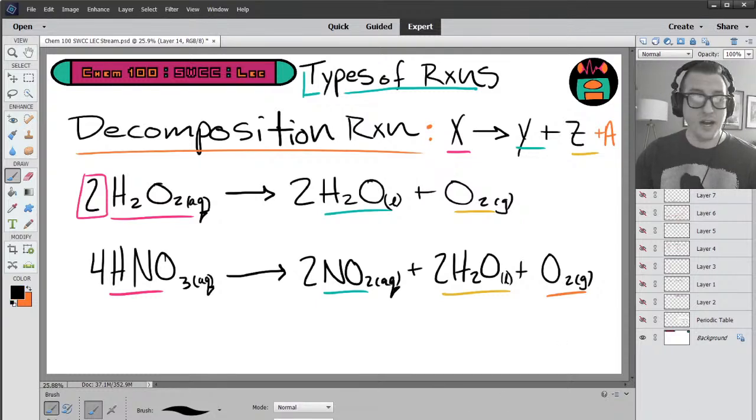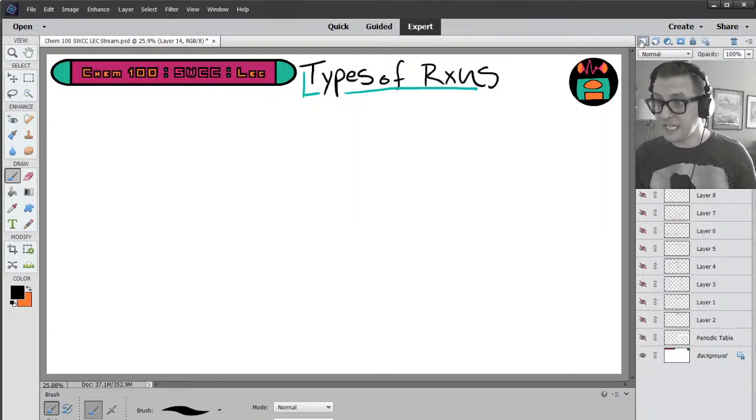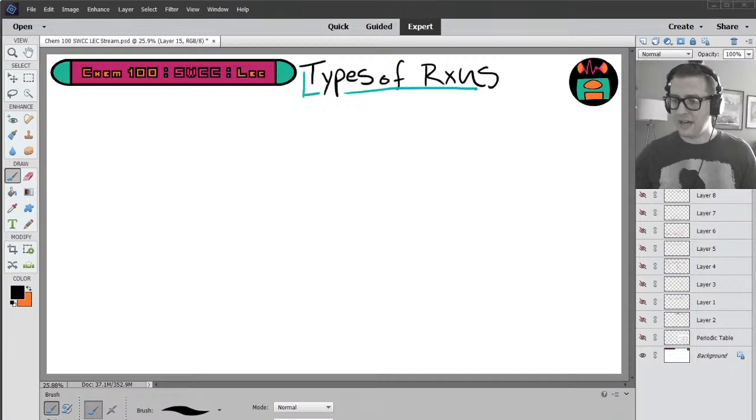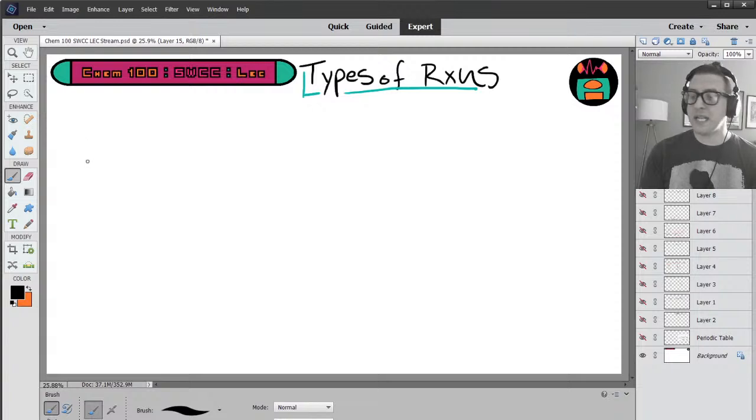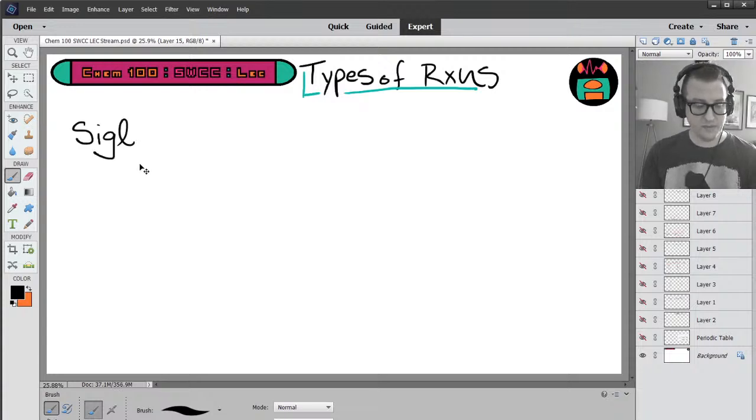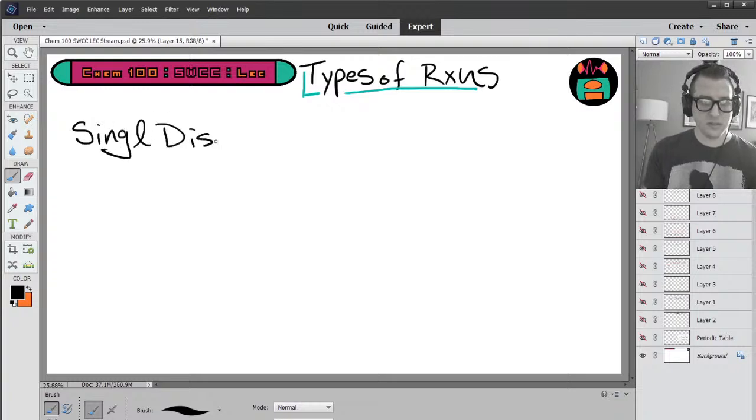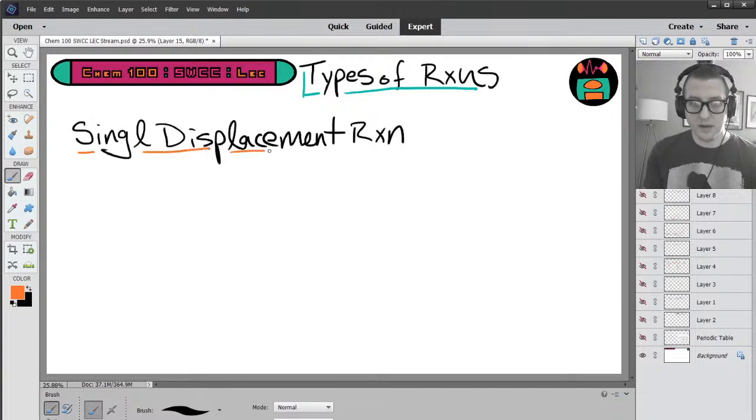Okay. So those are two examples of decomposition reactions. Next, we have displacement reactions, and there are actually two flavors of displacement reactions. There are what are called single displacement reactions. And then we'll see in just a moment there are double displacement reactions.